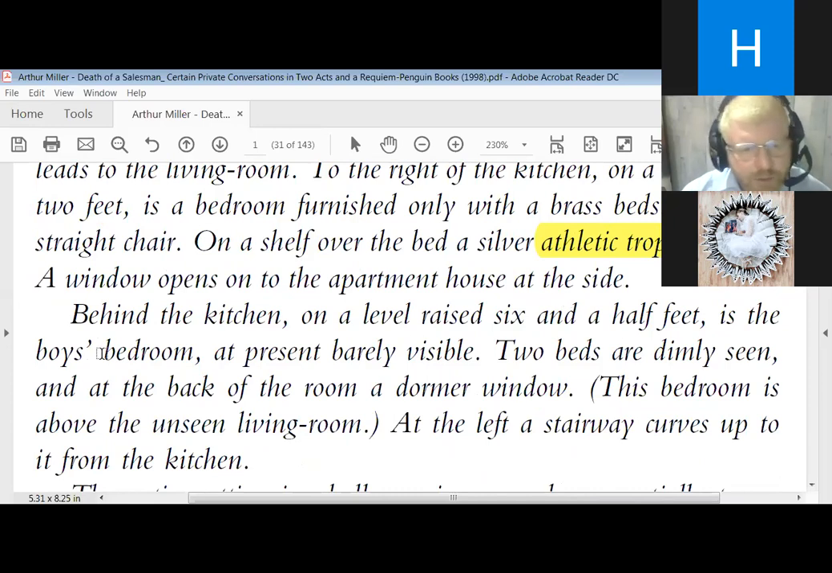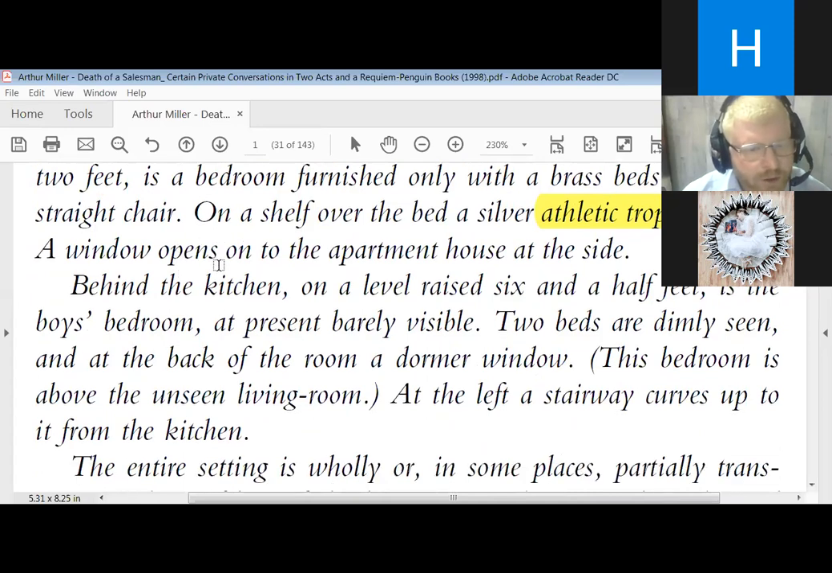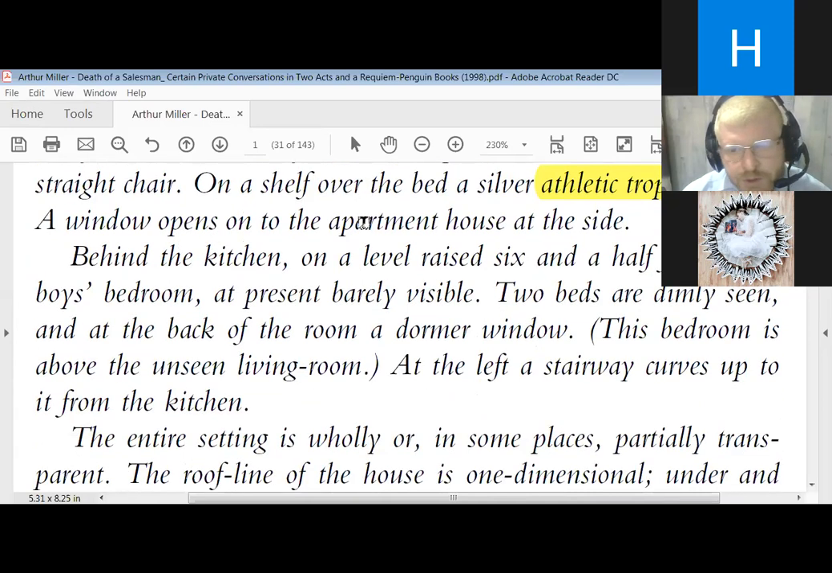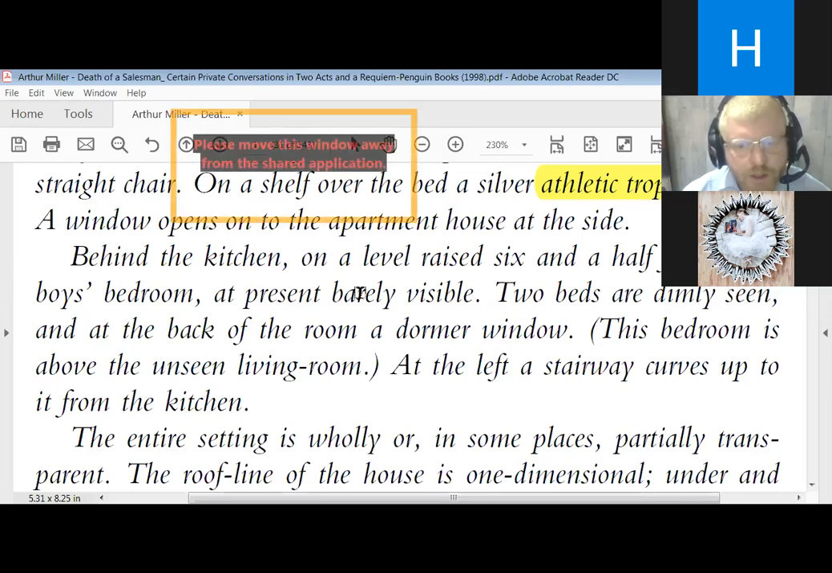Okay, if we come to the second paragraph: behind the kitchen, on a level raised 6.5 feet, is the boys' bedroom, at present barely visible. Two beds are dimly seen. So now we have another element. In addition to the kitchen, we have a bedroom, the boys' bedroom, which is the bedroom of Happy and Biff.